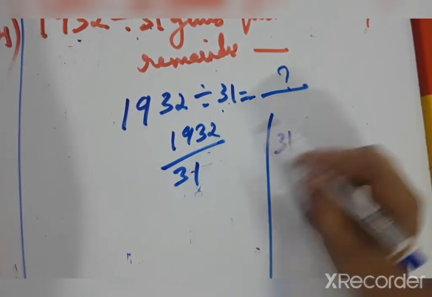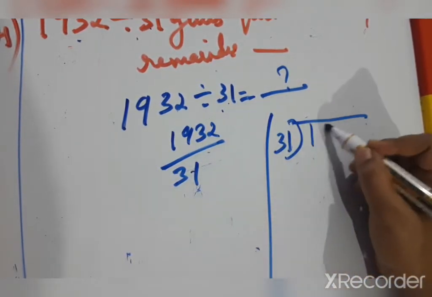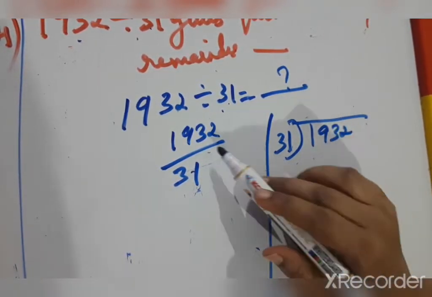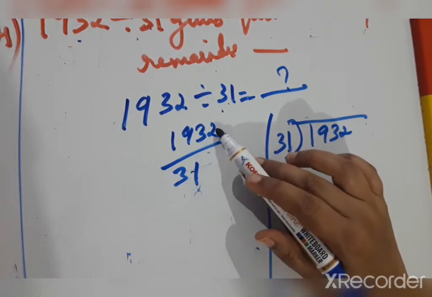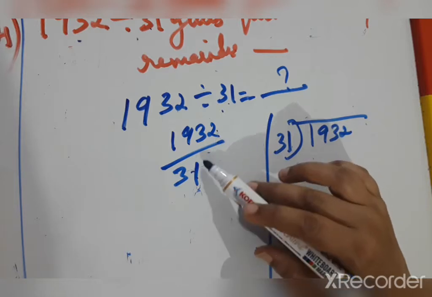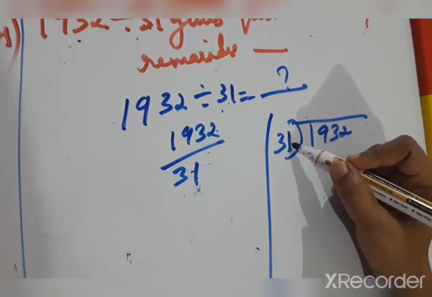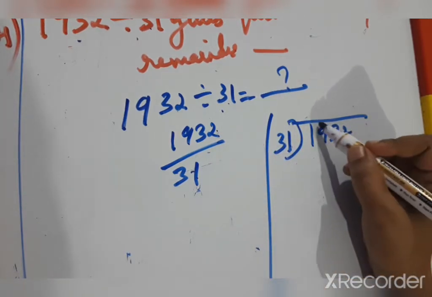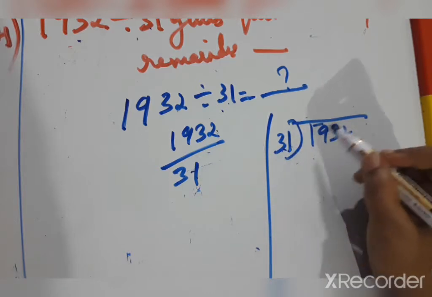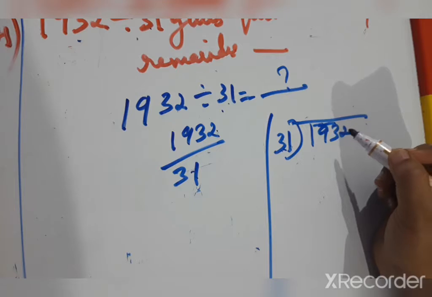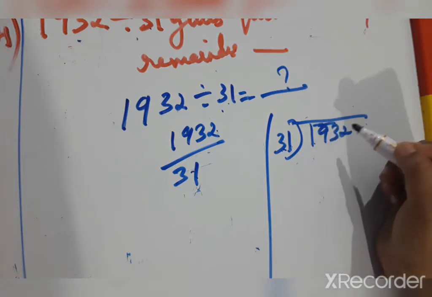Now 31 divided into 1932. Can we simplify it? This is an even number, and 31 is an odd number, so not with 2. We can try with any other tables also, or directly divide with 31. Can we consider 19? No, 19 is less than 31. So we have to consider a 3-digit number, that is 193, we have to take.